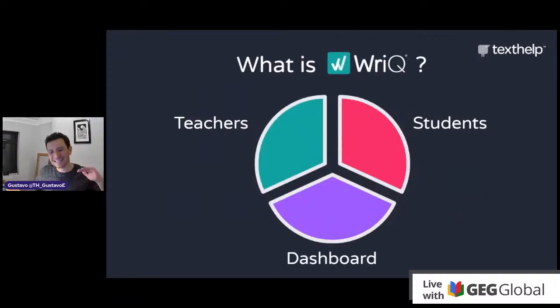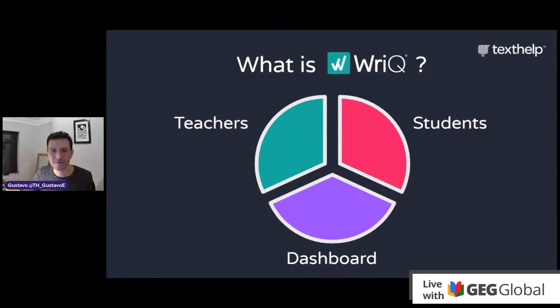So 2 more slides, and then I'm going to show you the actual tool. This is the last part of, if we can call it theory, this is the last part of the theory. All right, so what is WriQ? I already told you the mission of WriQ is to help improve students' writing. And what is it more from a product point of view? Well, WriQ is divided, or we can divide it in 3 main parts, 3 main areas. It's one extension, but it has 3 different areas.